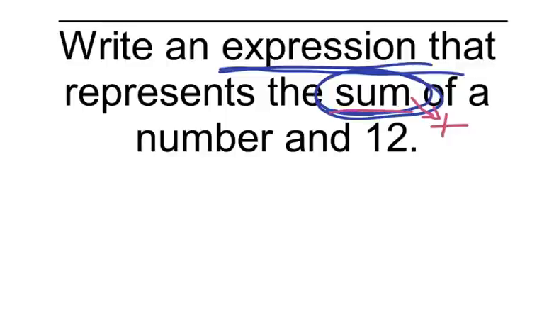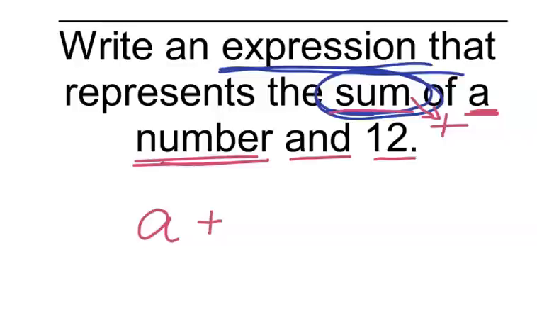So represent the sum of a number, okay? But it's a number. We don't know what the number is. Anytime that there is an unknown, we usually use a variable. So we'll just go ahead and put the letter A. And they're going to add that number, whatever that is, and we're going to find the sum of it. Well, since we're doing the sum, it is addition. And then we're going to add 12.